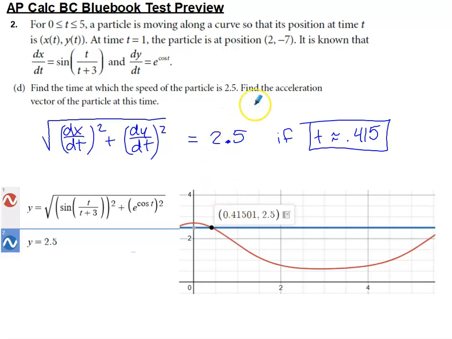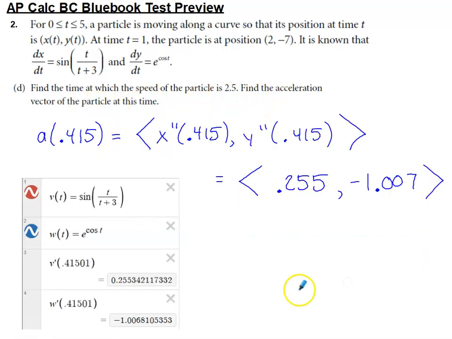There is a secondary part to this. When I first recorded this video, I had not done the secondary part. Find the acceleration vector of the particle at this time. So I've got that happening here. The acceleration at that time is going to be the second derivative of x evaluated at that spot, comma, the second derivative of y evaluated at that spot.